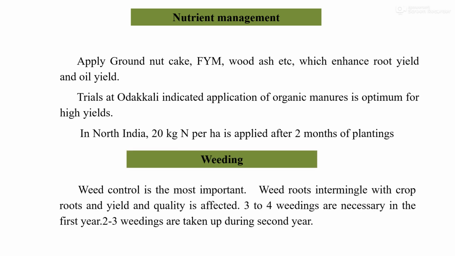Regarding weeding, weed control is the most important. Weed roots intermingle with the crop roots, and yield and quality are affected. So 3 to 4 weedings are necessary in the first year. 2 to 3 weedings are taken up during the second year.